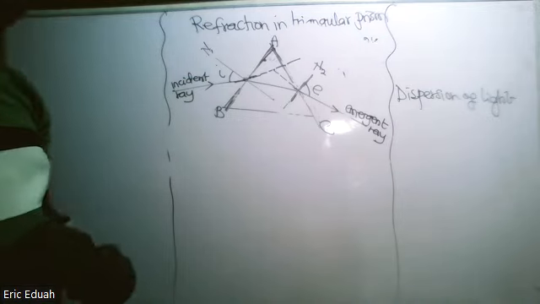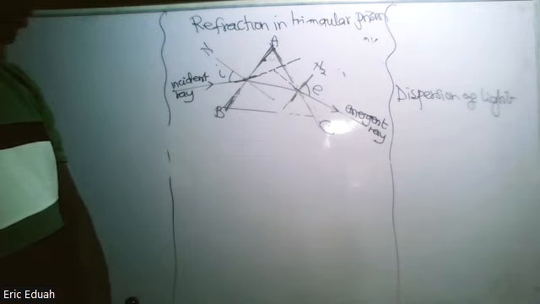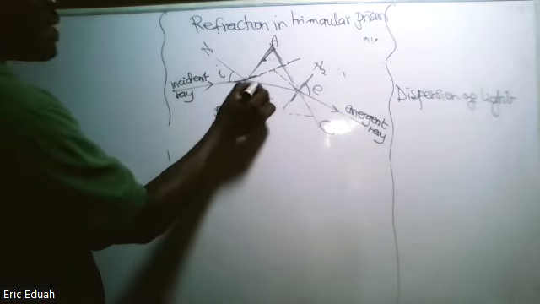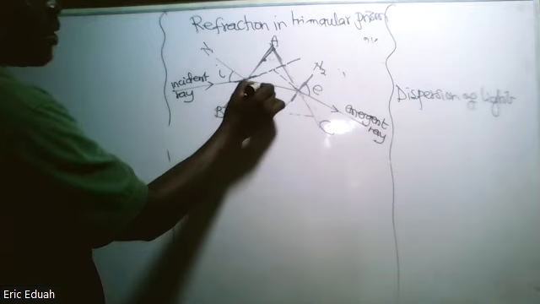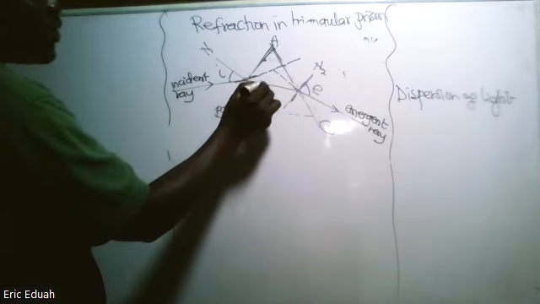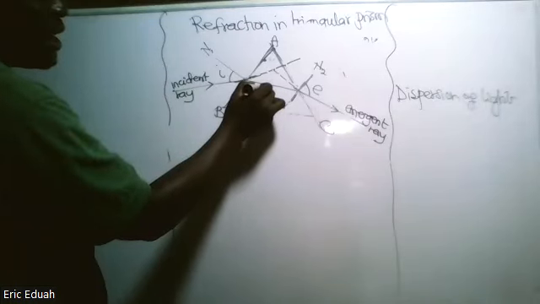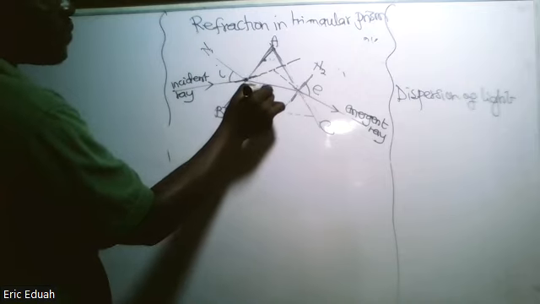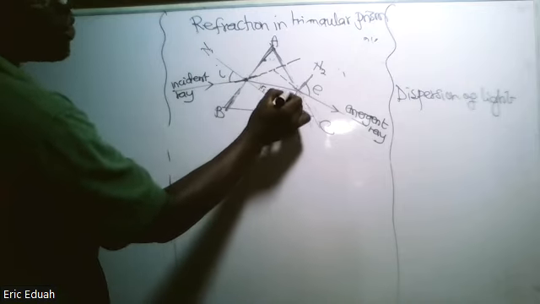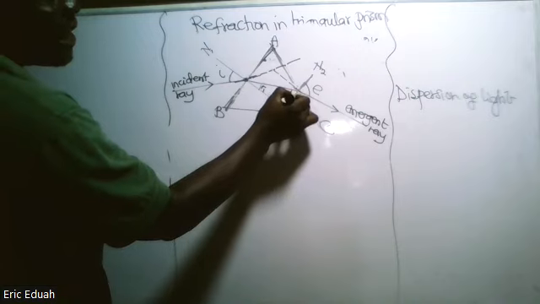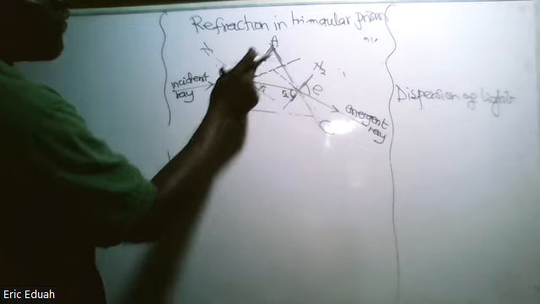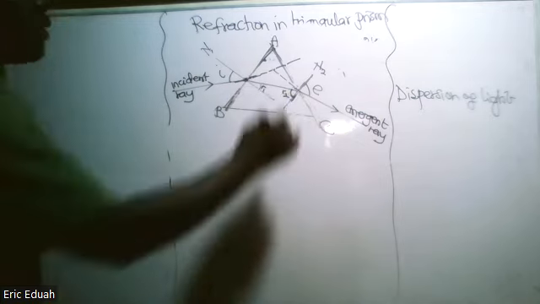Please, are we okay? Good. This is a refracted ray within the prism. The angle between the refracted ray and the normal is the angle of refraction, but to the first plane, so R1. The angle between the normal and the refracted ray at the second plane is the second angle of refraction, R2. So R1 to the first plane, R2 to the second plane, AC.